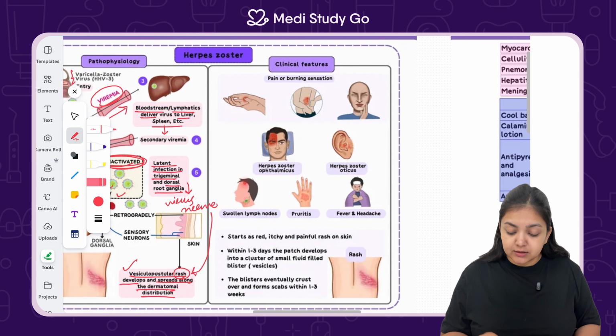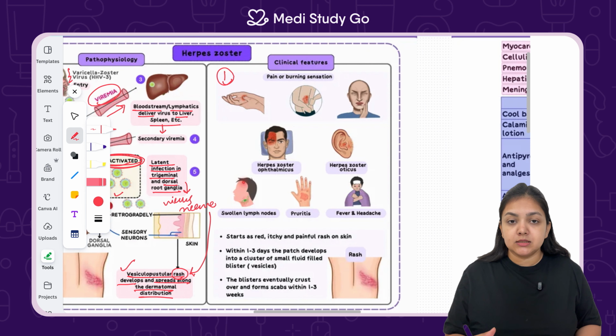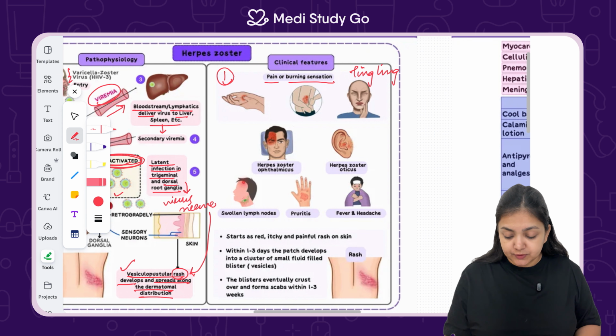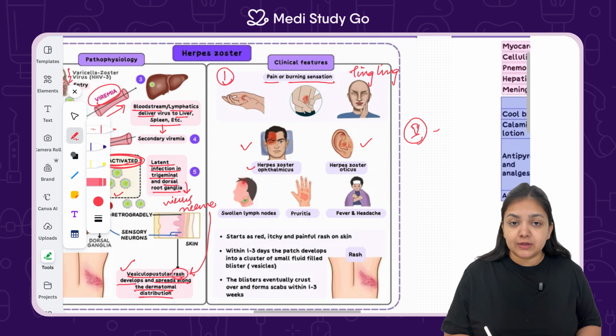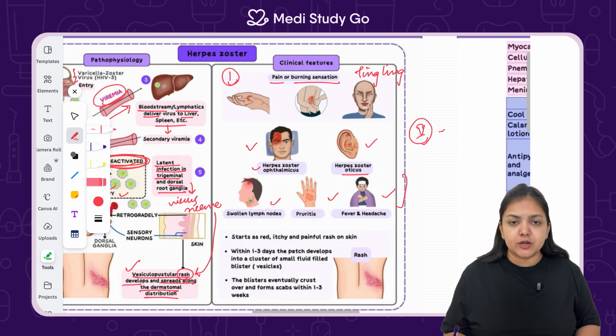So what are the clinical features which are going to be present? In the first stage, which is the starting stage before the rash, there is going to be pain, burning sensation, and even tingling. This is all before the rash. When the rash appears, it can affect the nerve, the 5th nerve, trigeminal, is mostly affected, due to which it can affect the eye and the ear. So herpes zoster ophthalmicus or herpes zoster oticus can occur, along with swollen lymph nodes, pruritus, which is itching, fever and headache, which are all infection signs.